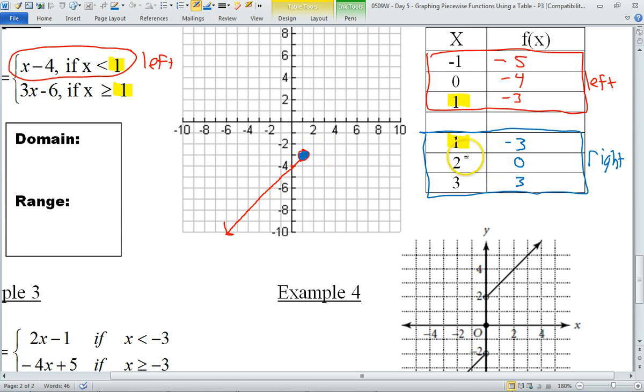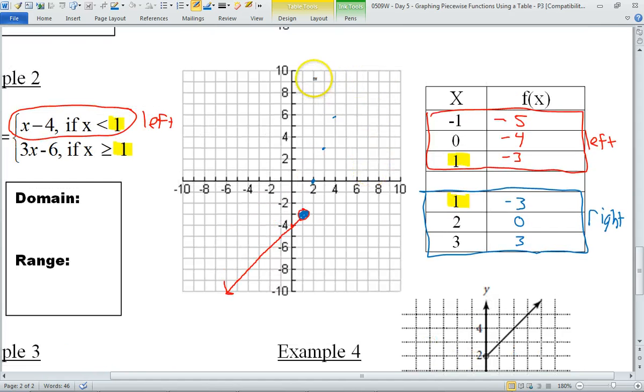And then I will do the rest. 2 comma 0 is right here. And then 3 comma 3 is right here. And then I can see the pattern, so I'm going to continue my pattern. Okay, so I could draw the rest of this like this. And that's what it should look like.